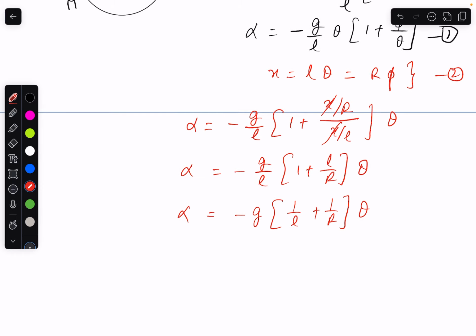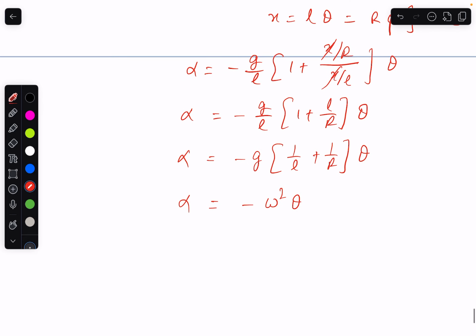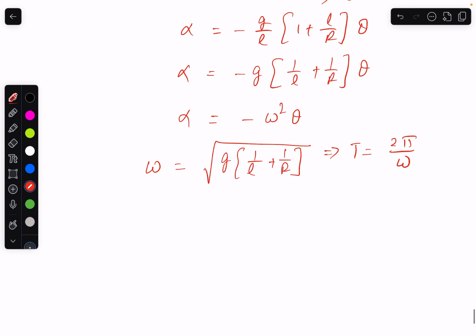So if I compare it with the equation of SHM, which is alpha equal to minus omega square theta for angular SHM, then omega comes out to be equal to under root g into 1 by L plus 1 by r. And so the time period, which is 2 pi by omega, we can write as 2 pi under root of 1 upon g into 1 by L plus 1 by r.